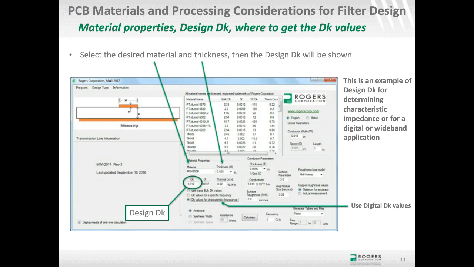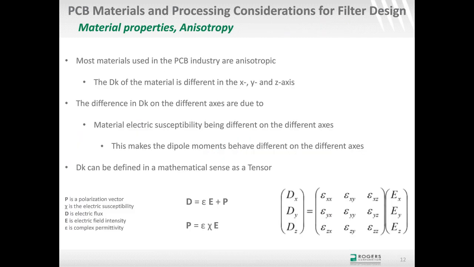So let's talk about anisotropy. Most of the materials used in the PCB industry are anisotropic, and what I mean by that is the dielectric constant is not the same on the X, Y, and Z axis of the material. That's very common, actually, for materials used in the PCB industry. And the reason that happens is a little complicated, but in the basic sense, it's really due to electric susceptibility being different on different axes of the material.